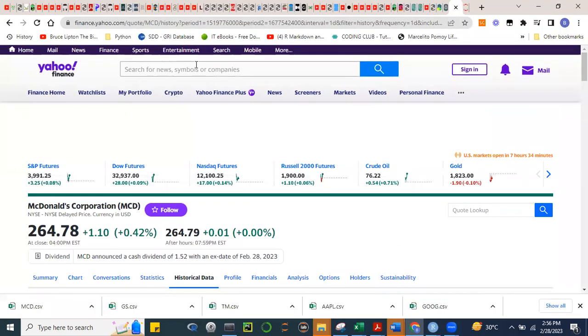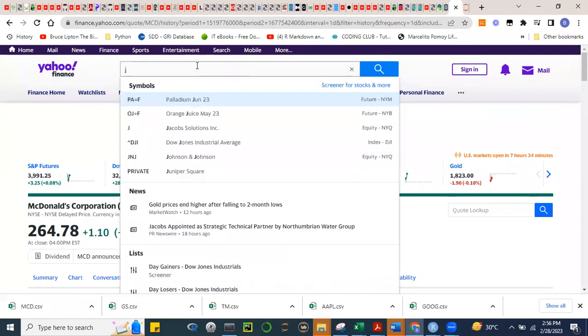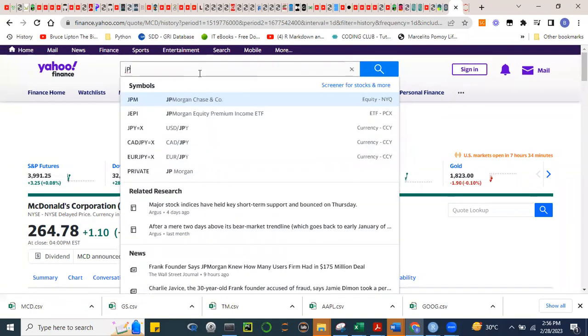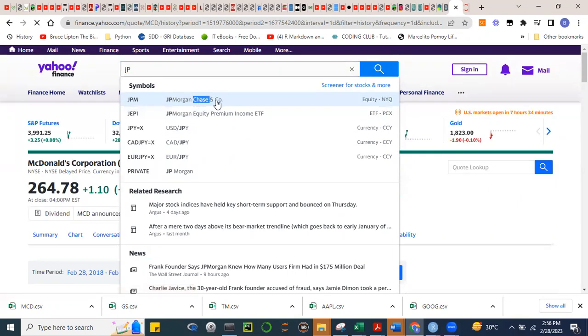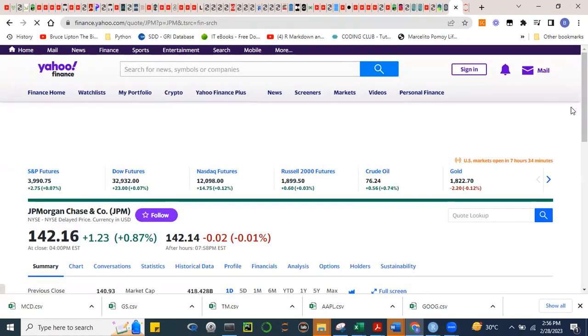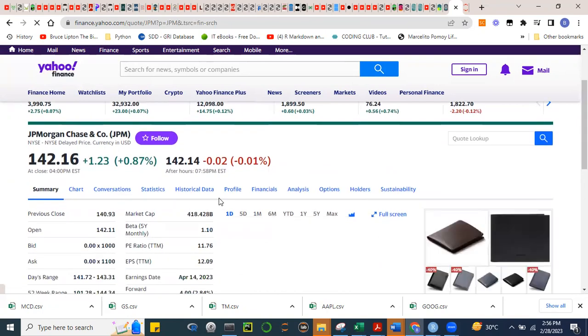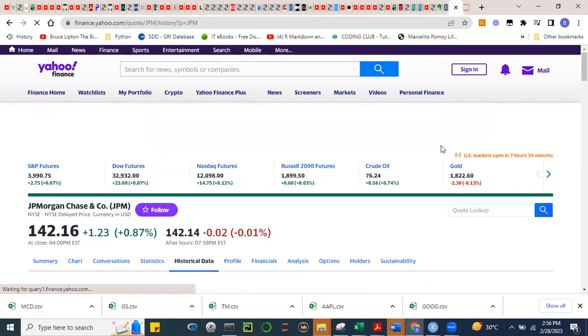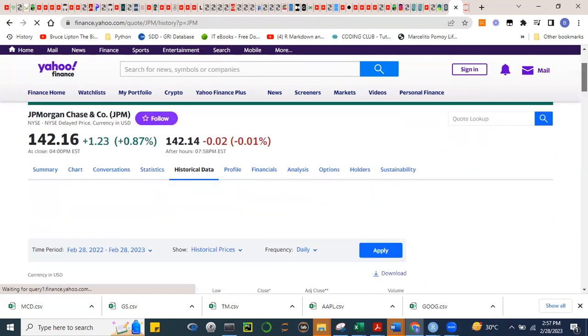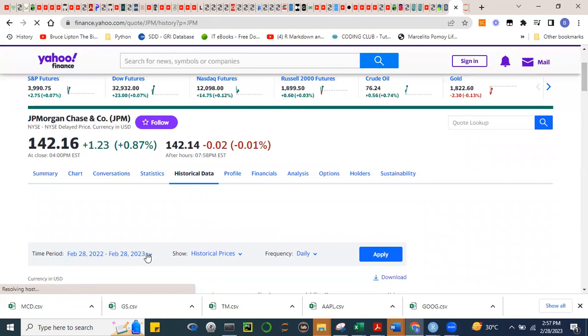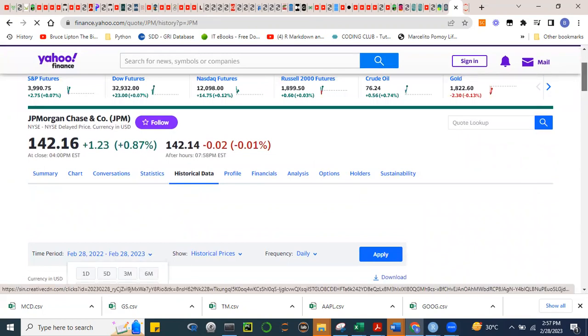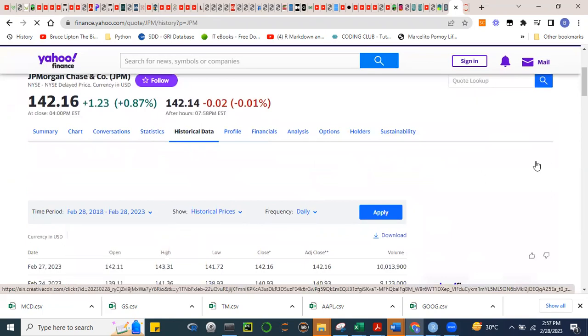Ano yung kanina? JP Morgan? Yes po, sir. JPM, no? JP Morgan Chase, equity siya, New York Stock Exchange. Okay. Historical data. So meron tayong dalawang finance company para sa portfolio natin, Goldman Sachs and JP Morgan. 5 years. And then apply. And then download.